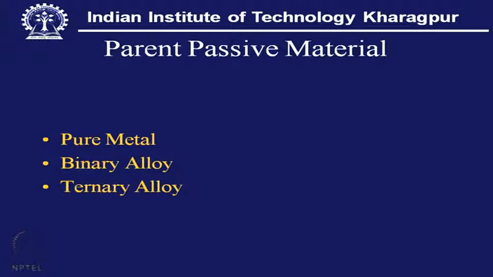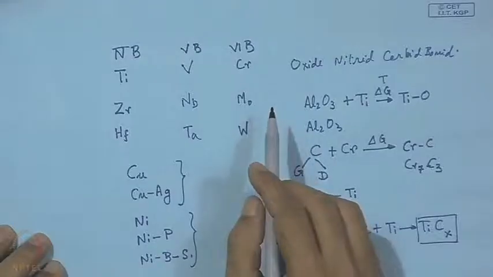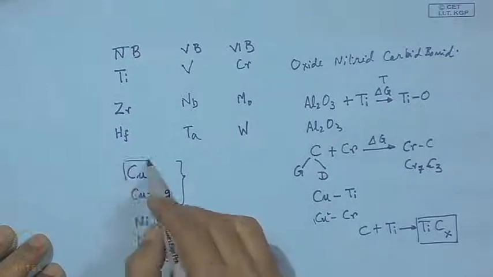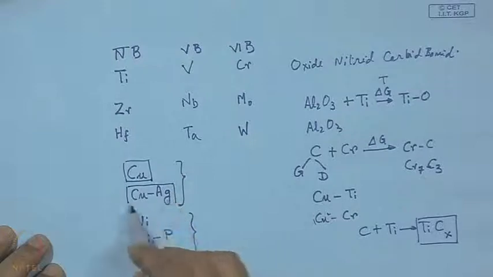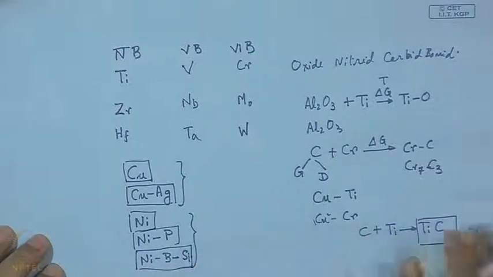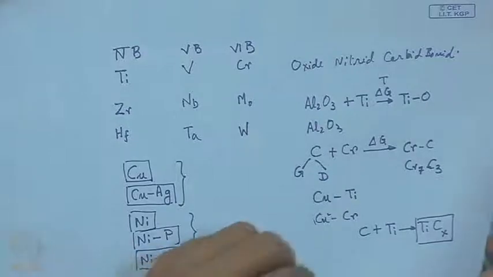Now, one important issue one also has to consider is the parent passive material. What we have seen here are the strategic reactive materials. Here this is just a pure metal, this is a binary alloy, and this is even a ternary. Now, the basic objective here is to promote wetting, that means spontaneous spreading of the liquid once it is brought in contact with the solid surface at a particular temperature, maintaining a certain environment, maybe a reducing atmosphere.